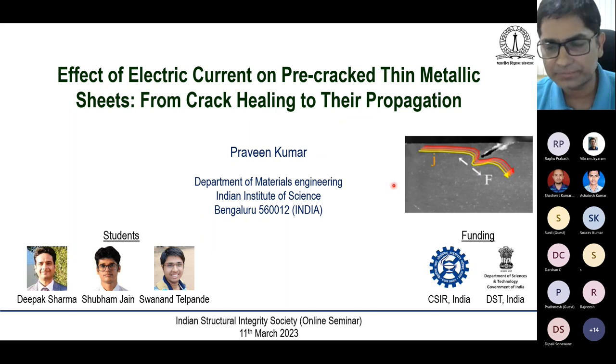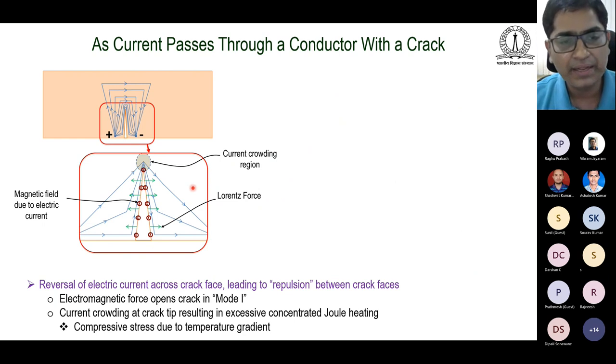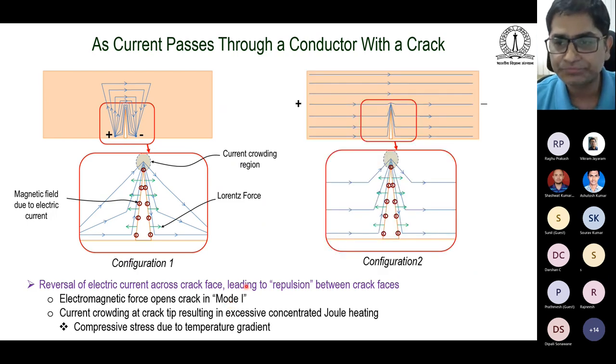And essentially, if you look at what really is happening when we are passing electric current through a foil or through a film which has a crack, this is just a small, simple schematic. And what we see here is that as the current passes across this crack, if we imagine this as multiple conductors sitting next to each other, they are passing current in the opposite directions. Now, we know from very basic physics that if we have two parallel conductors passing current in the opposite direction, there will be a repulsive force between them. And in the context of a crack, the two faces of the crack are actually repelling each other. And that essentially leads to mode one kind of loading on the crack, right? And this is one configuration.